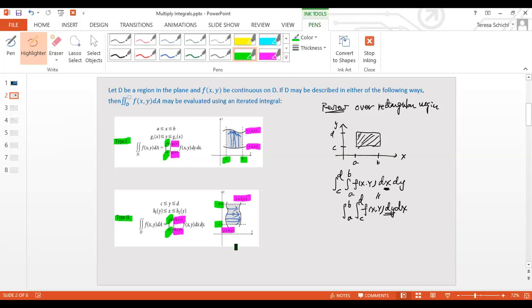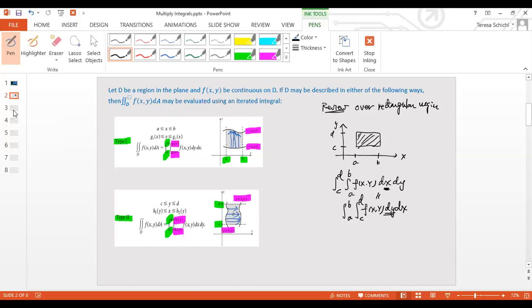Sometimes an integration region is not type 1 or type 2, and it's not rectangular either. For a general region like that, you need to divide it into several smaller regions, and for each region you can use either type 1 or type 2. We will see some examples.